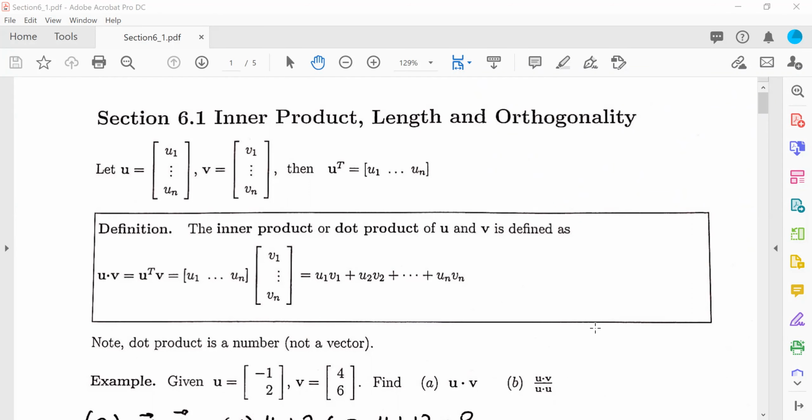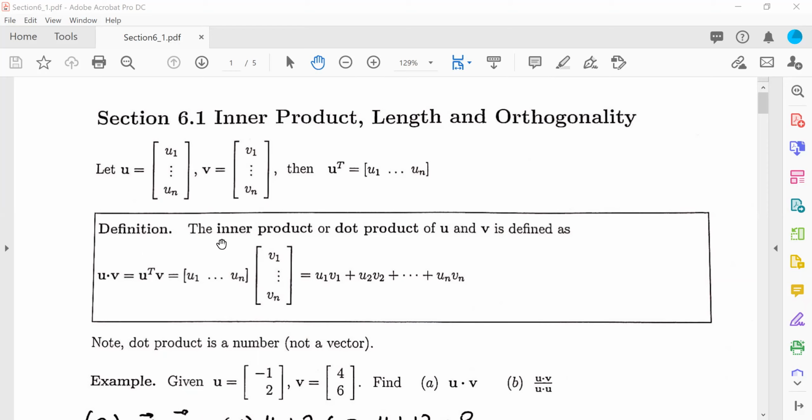Section 6.1 Inner Product, Length and Orthogonality. Let vector u have coordinates u1 up to un, and vector v have coordinates v1 up to vn. If this is a column vector, then u transpose would be a row vector, so we change columns to rows.